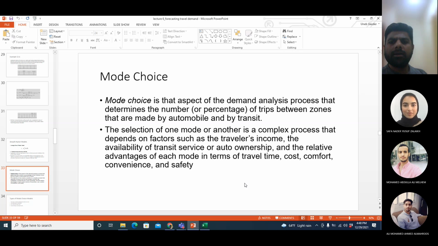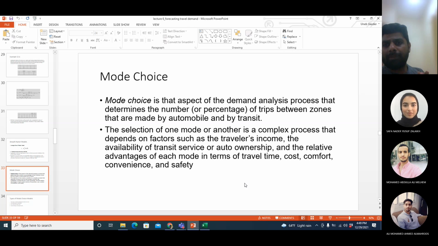So the selection of mode depends upon a lot of factors. It may depend upon the income of the traveler. It may depend upon the availability of the transit service. For example, in Bahrain, you may not find a public transport service available at all locations. Or auto ownership, how easy it is to own a car, and so on, and the relative advantages of each mode in terms of their cost, time, comfort, convenience, safety. Some modes are safer than the others, some are cheaper than the others. So it depends upon all these things.